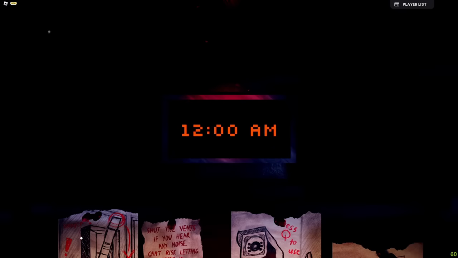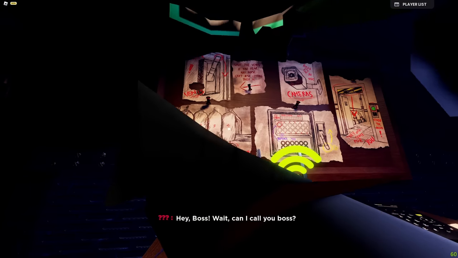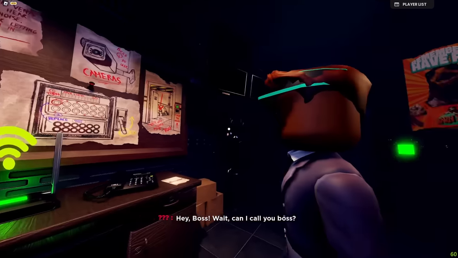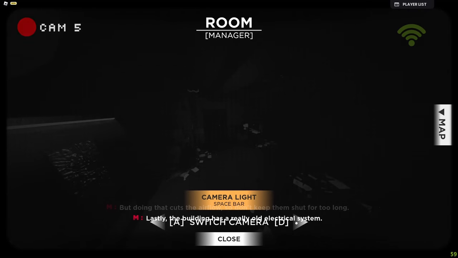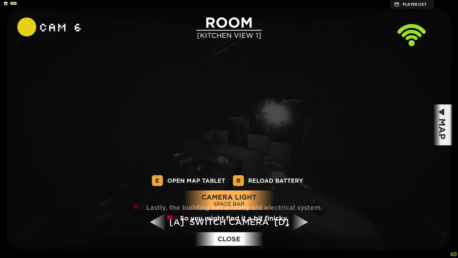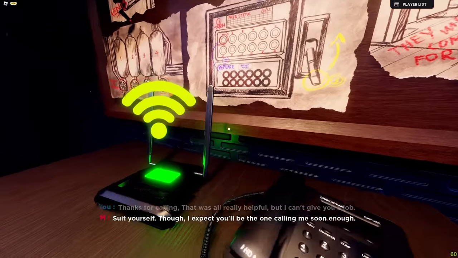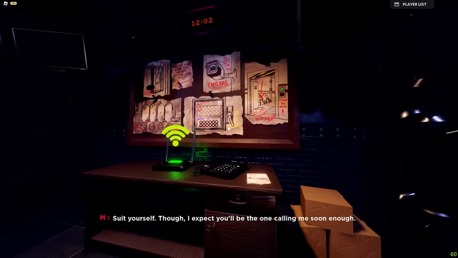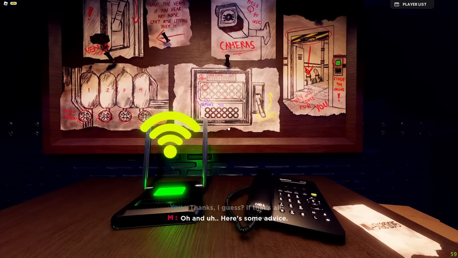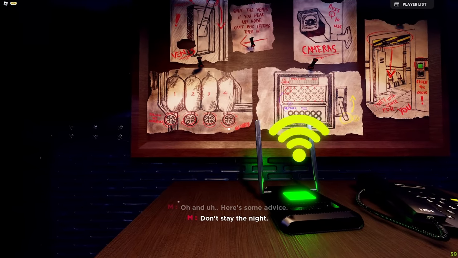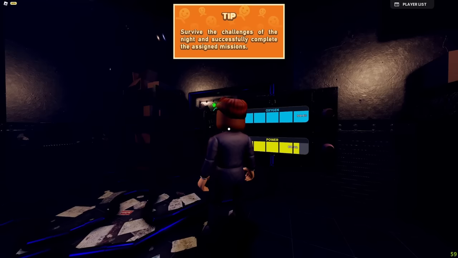What? It's 1:30. Oxygen. Shut the vents if you hear any noise. Whoa, whoa. What? Yeah. So the lever closes off the vent, but then we lose oxygen. Okay. What do the animatronics look like? Thanks for calling. That was all really helpful, but I can't give you a job. Okay, yeah, look. They will come for you. He's still talking, bro. Don't stay the night. Oh! What? Okay, we're gonna die.